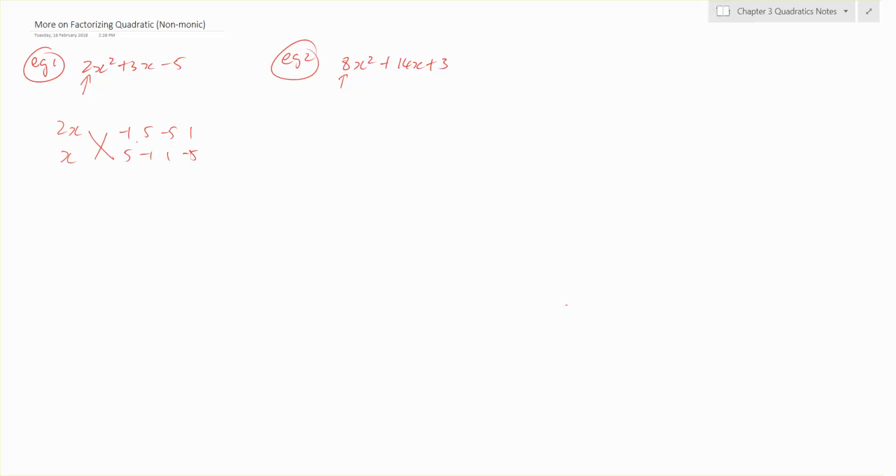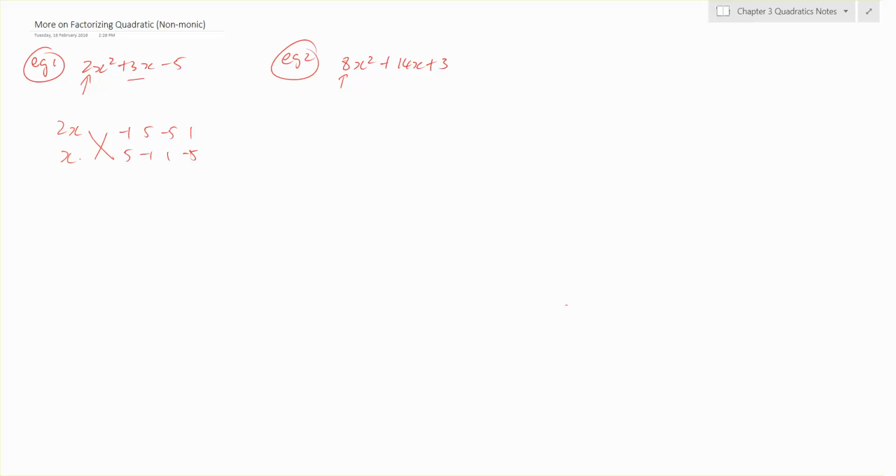Now the order matters because when we do the cross product, we have a 2x and an x here. It's unlike the monic quadratic equations where we just have x and x there. In this case they're different, so the order matters, and we need to try all possibilities. The first possibility is 2x times 5, 10x, x times -1 is -x, so we have 9x. That's not right. We have to get a result of 3x.